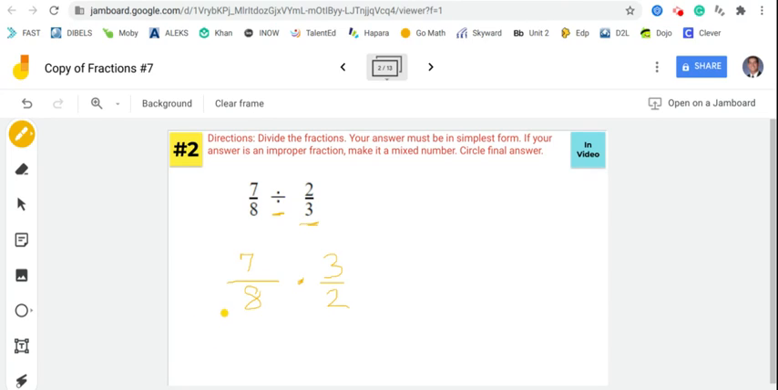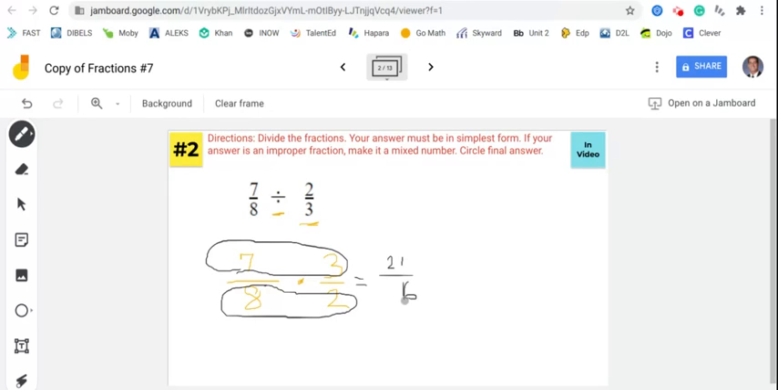I'm going to look and see, can I cross simplify? 7/2? Nope. 7 and 2 are not divisible by a common factor, so I can't cross simplify there. What about 3/8? Are those divisible by a common factor? No, they're not. Okay, so I can't cross simplify, and you can't always cross simplify. And here is an instance where I can't. And so all I got to do now is just multiply the numerators. So 7 times 3, that's equal to, of course, 21. And on the bottom, I have 8 times 2. 8 times 2 is 16.